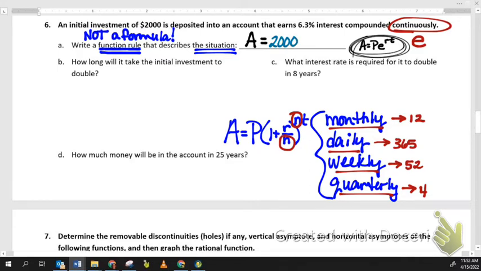We don't substitute anything in the place of E. Why? E is already a number. What would I put in for R? Yep. We're going to take this, divide it by 100, and that is 0.063.